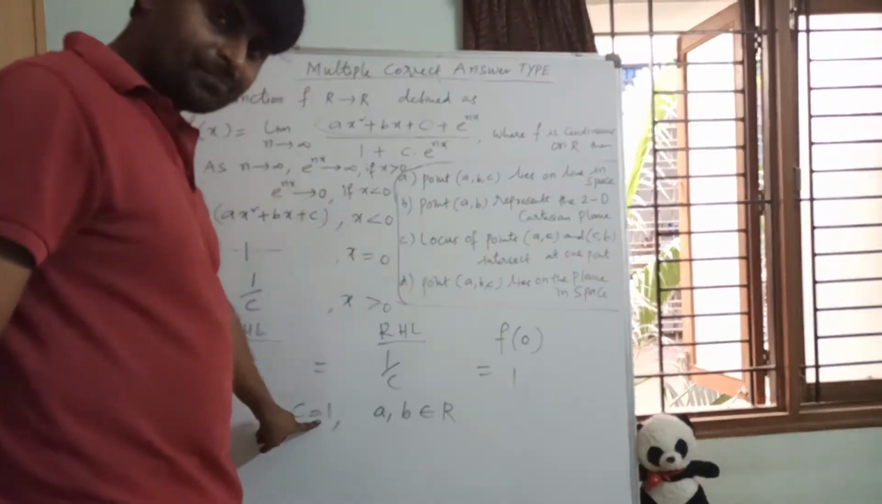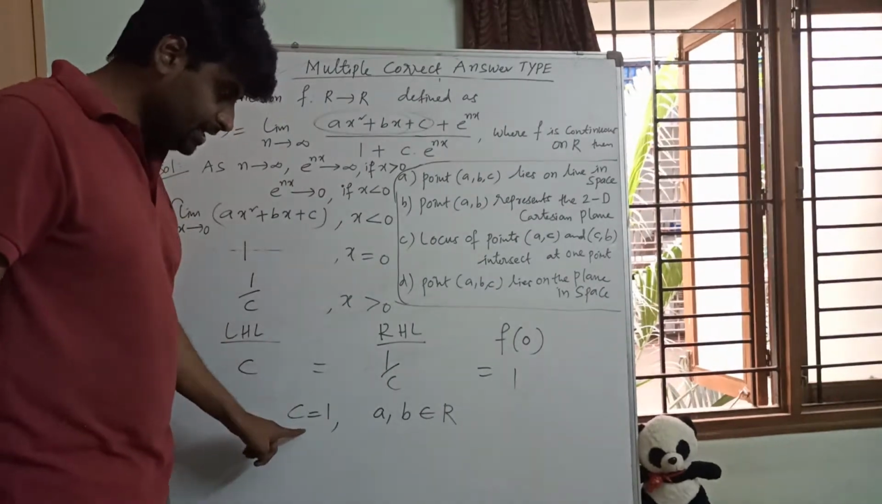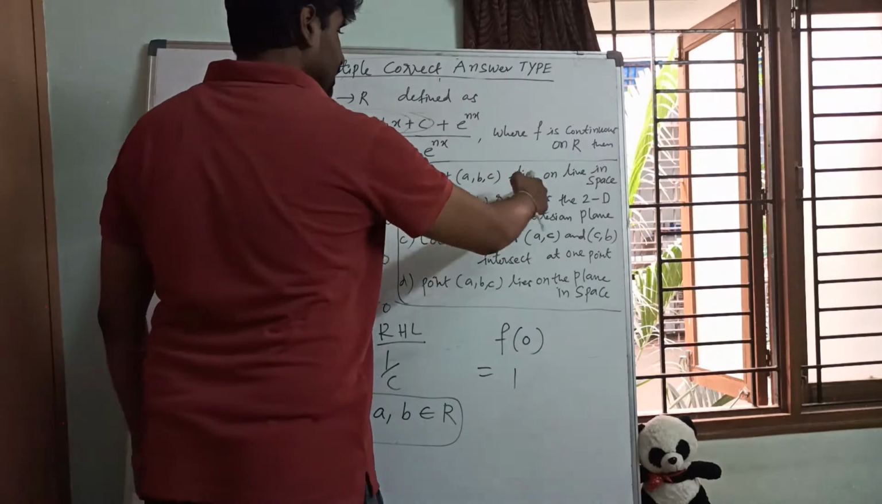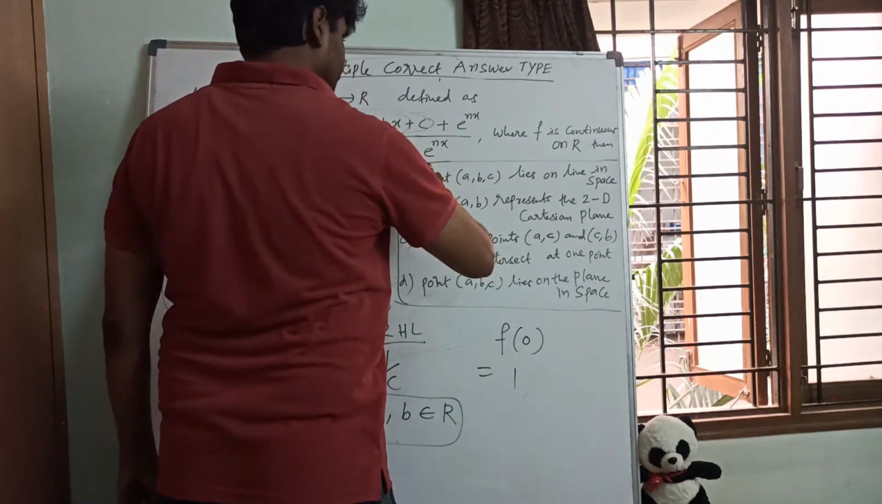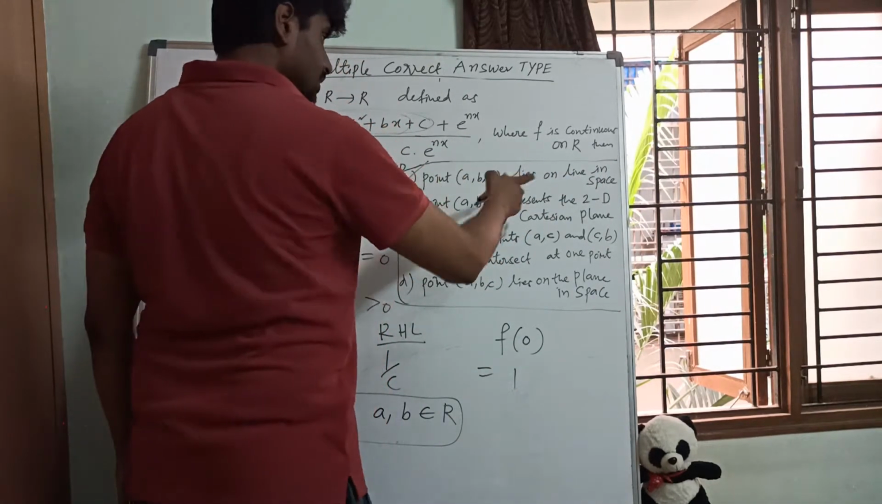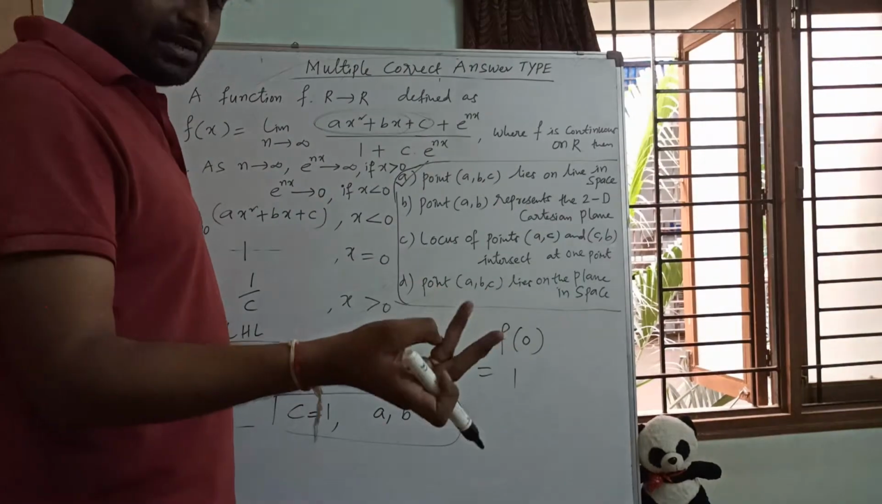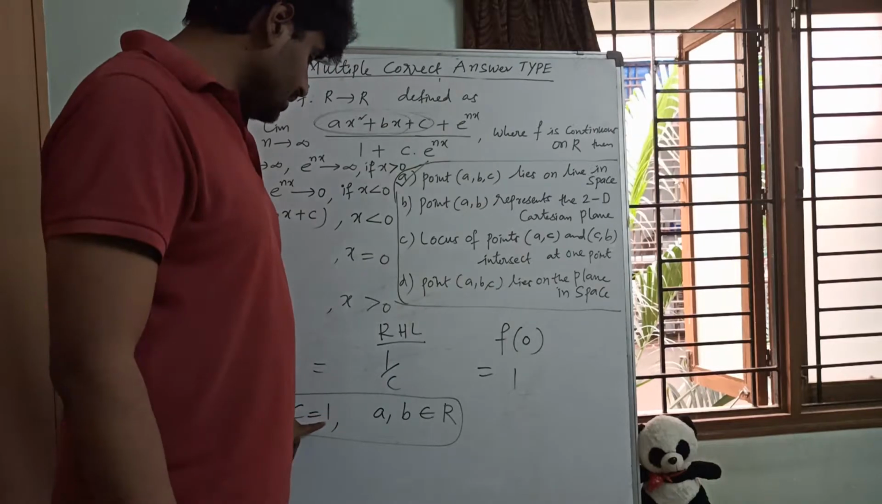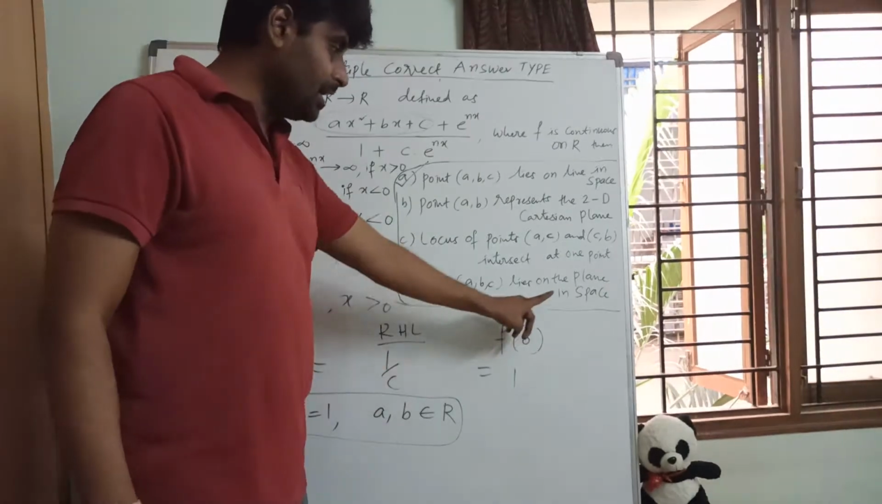C is fixed here. We cannot change the value of c here. So that means point A, B, C lies on a line in space. Correct? ax plus by plus c equals 0. C is fixed here. C is constant. Whenever c is constant, that will not be a plane.